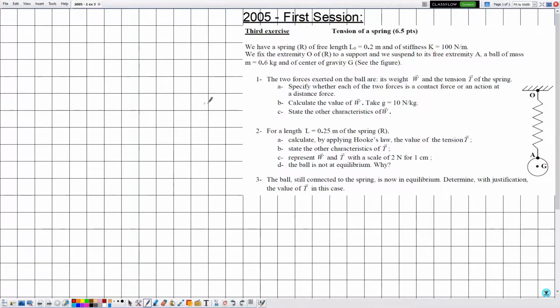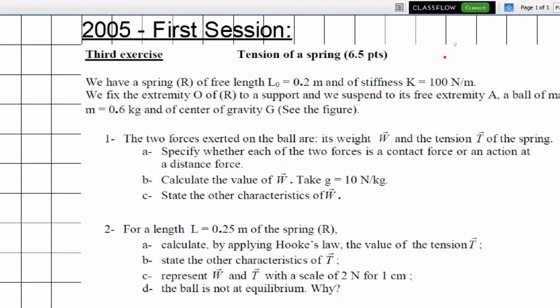In this one we are going to solve an exercise related to mechanics, in the chapters of mechanical actions and equilibrium of a body. This exercise was a previous one in the brevet exams in 2005, first session, third exercise. The title of this exercise is tension of a spring.